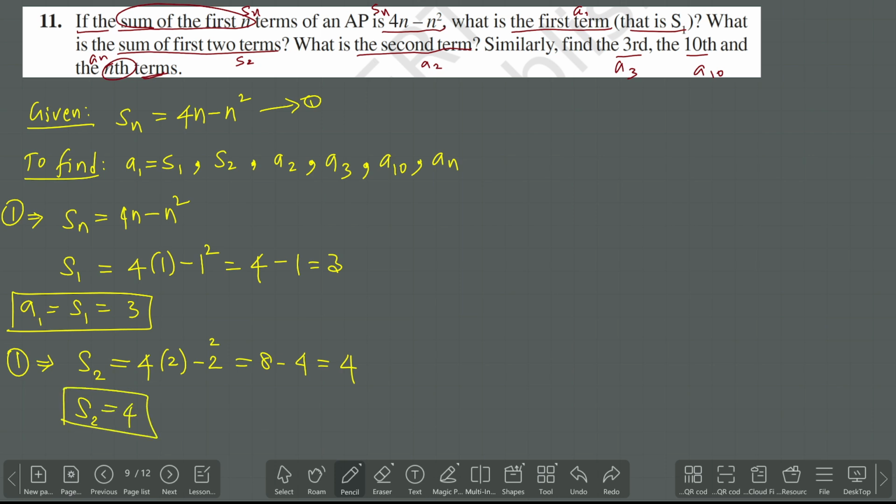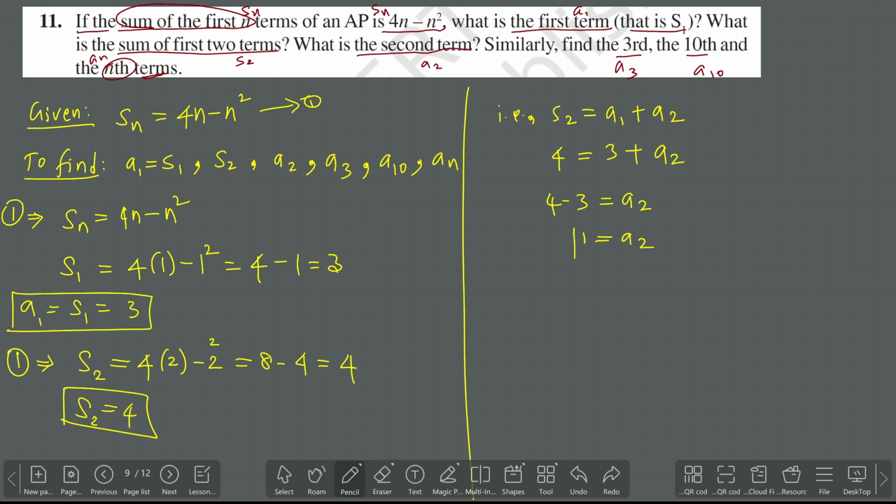Second answer over. What is the meaning of S2? S2 means the sum of the first 2 terms. S2 I know is 4. A1 I know is 3. Then what is A2? Bring 3: 4 minus 3 equal to A2. That is 1 equal to A2. A2 they also asked to find. Am I right? Over. Next.